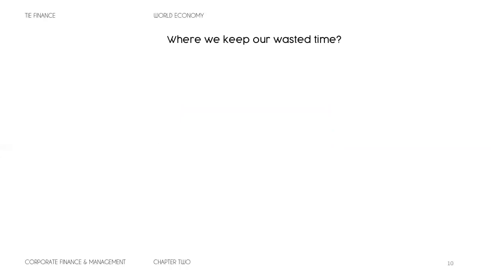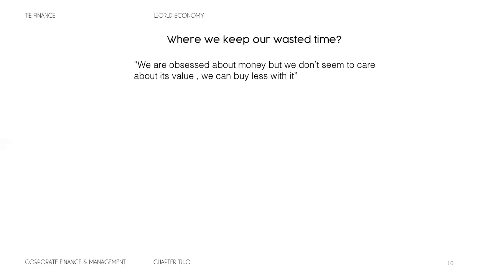Every time we buy something, we're paying for it with the time we used in order to get that money, or we're paying with somebody else's time. Time is our most precious asset and source of value. We have heard many times that time is money. We're obsessed with money, but we don't seem to care about its value. So every time we can buy less with it.